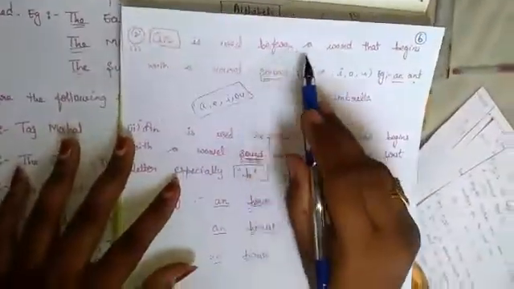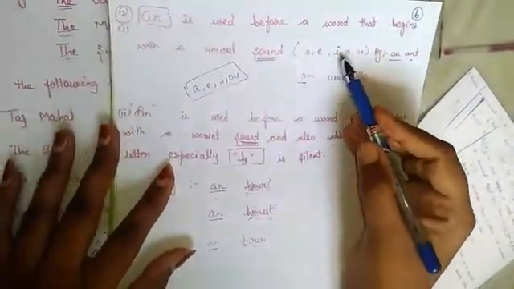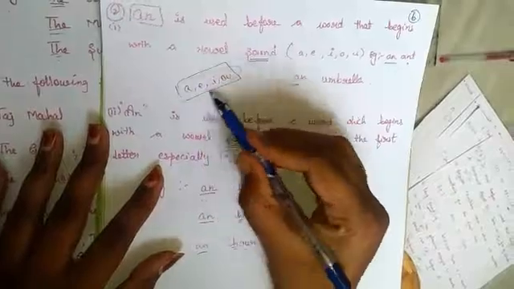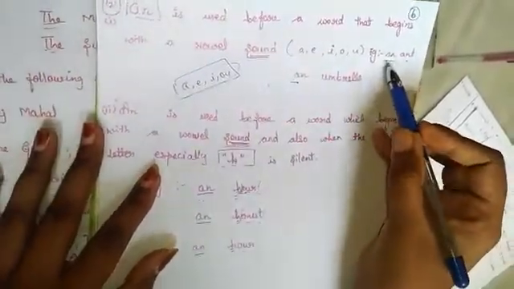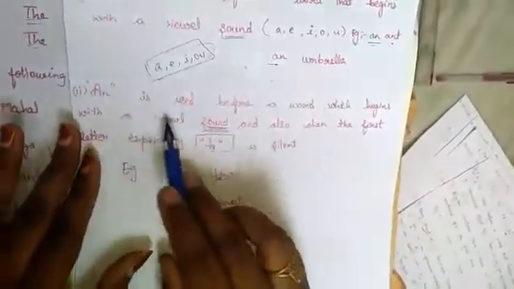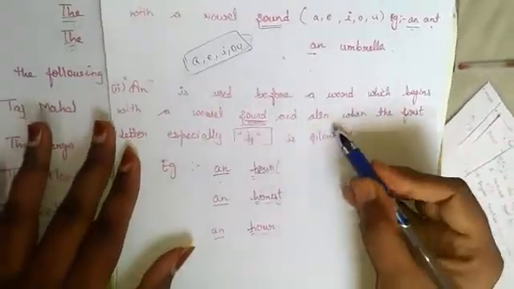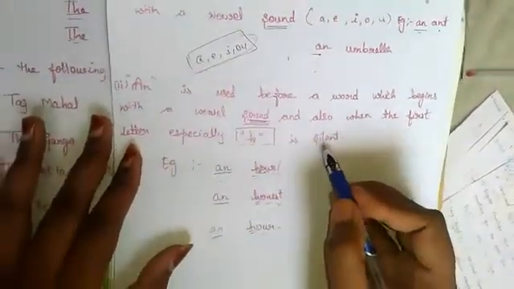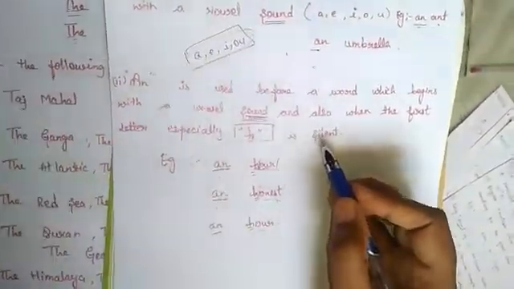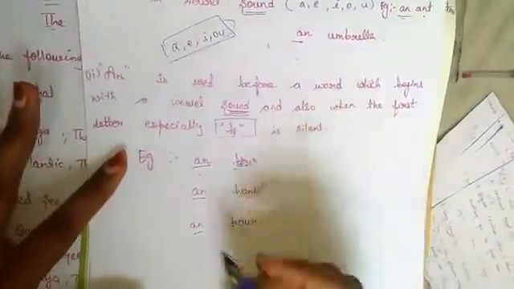And after this, where we have to use an: an is used before a word that begins with a vowel sound. So what are vowels? A, E, I, O, U. So whenever we are seeing this, we have to use an. For example, an ant, an umbrella. Then we have to use an. So an is used before a word which begins with a vowel sound, and also when the first letter, especially H, is silent. So whenever H is silent, especially we have to use an.